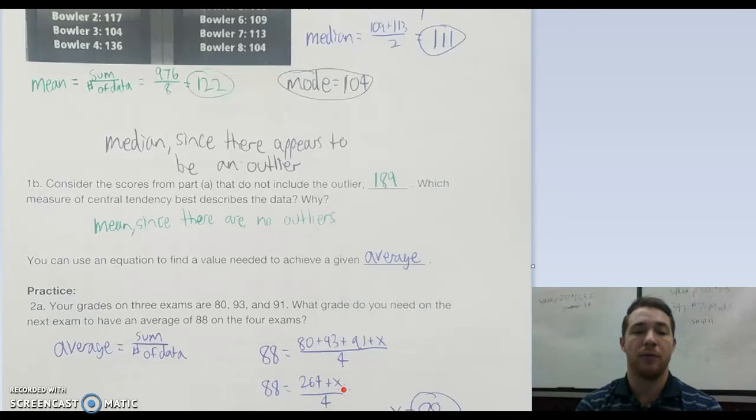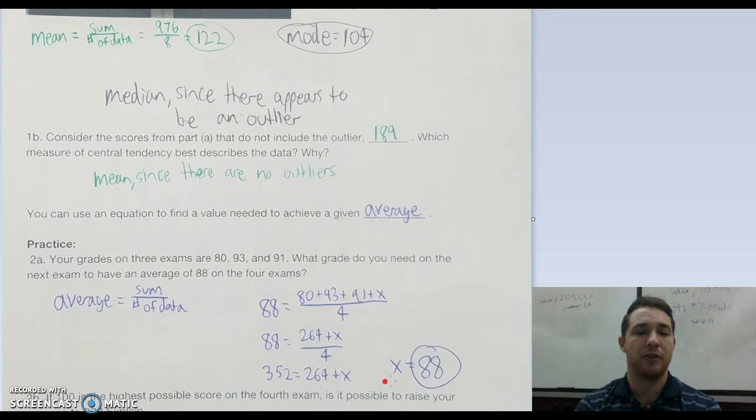Now if I want to find that last missing score, if I'm trying to solve for x, all I've got to do is take that equation and isolate x. Using our steps from the first semester, I multiply both sides by 4 to get rid of that fraction. Then if I subtract 264 from both sides, that isolates x, and we get that 88 would be my next score.